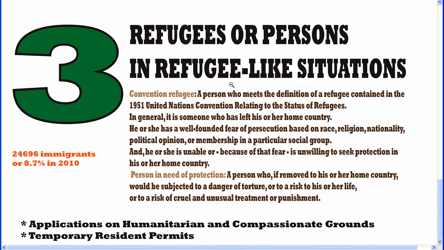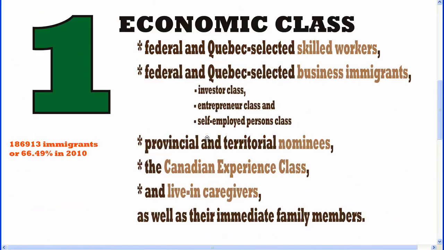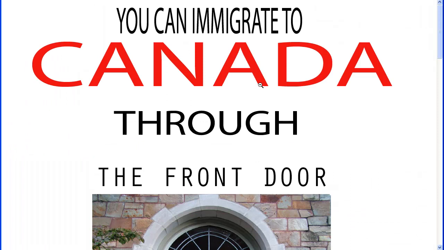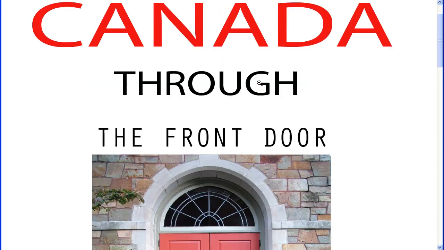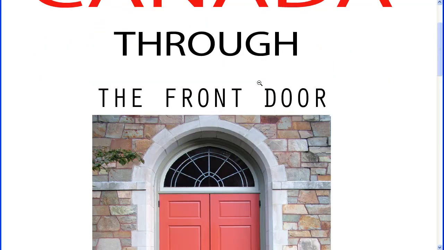So now we see there are three different major classes of immigrants, and the biggest one is the economic class. Let's take a look and see how one can come to Canada. What are the ways? What are the avenues of coming to live in Canada? So in this screen, I have provided that information in a way that is, I hope, interesting.